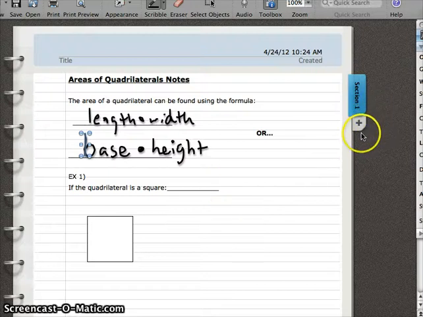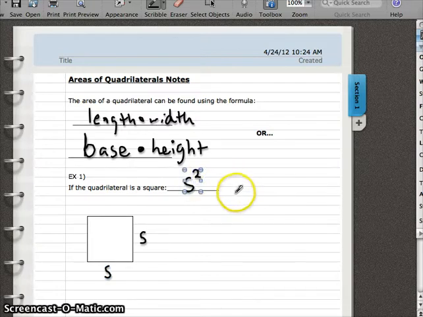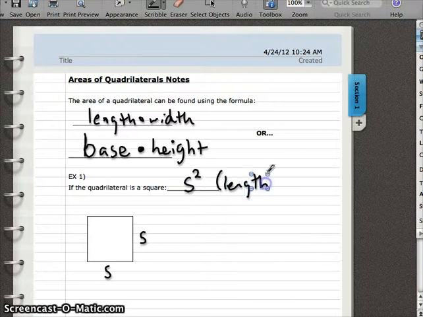We also have a special one for squares. Because the length of a square is the same regardless of whether it's the base or the height, we can really just say that it's whatever the length of a side is squared. Multiply it by itself. You could say length squared or side squared. Either one, same thing.